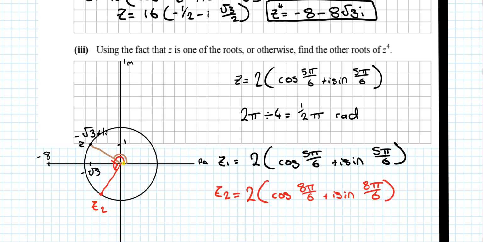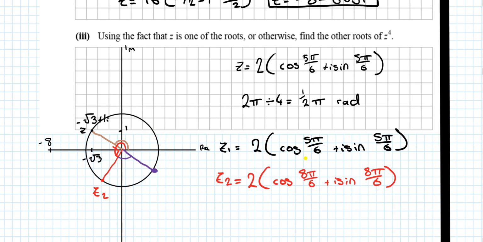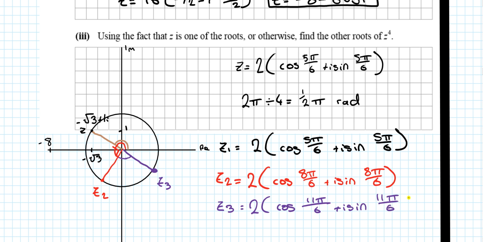It's going to be another 90 degrees added onto that, with the same modulus. So we're adding on another 90 degrees, or another half pi. So Z3 is 2 cos 11 pi over 6 plus i sine 11 pi over 6. Done. And the next one is going to have another 90 degrees added onto that, but you can notice that the 90 degrees added onto it brings it back into the first quadrant.